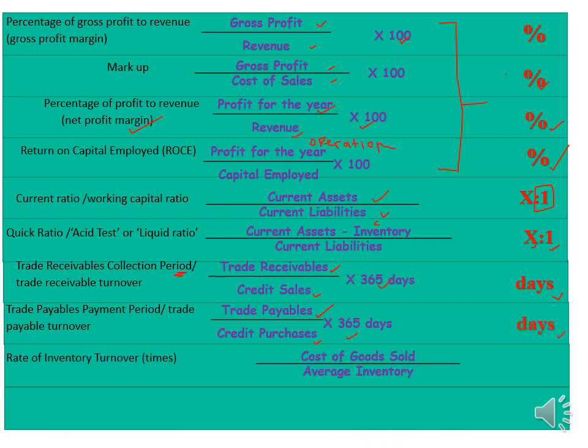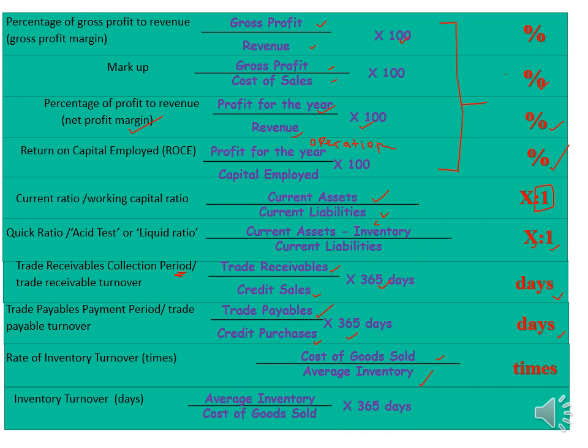Okay. Next one is rate of inventory turnover. If the question wants it in times, the answer will be in times. The formula is we take cost of goods sold over average inventory. I forgot to tell you how to calculate average inventory. You will take opening inventory plus closing inventory, divided by 2. Then we will get the average inventory.